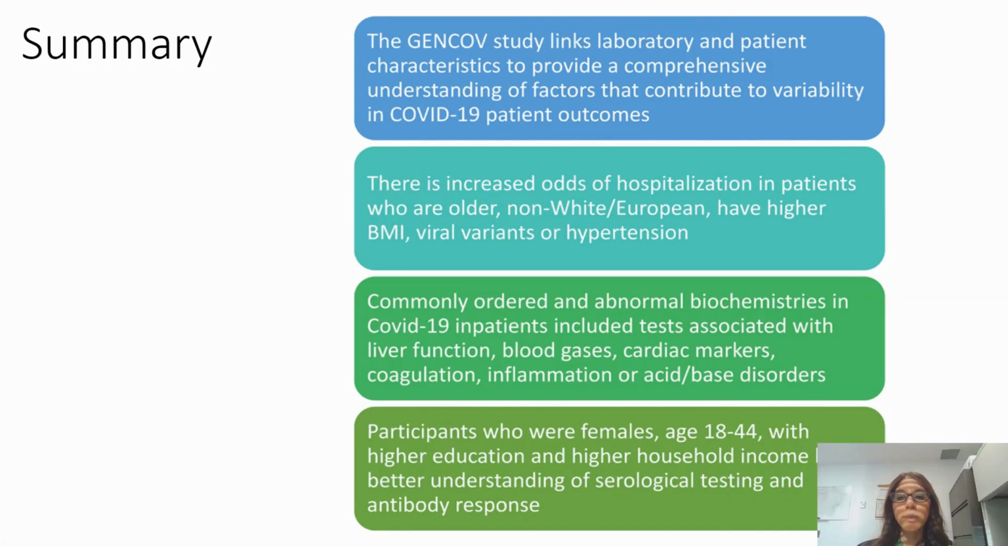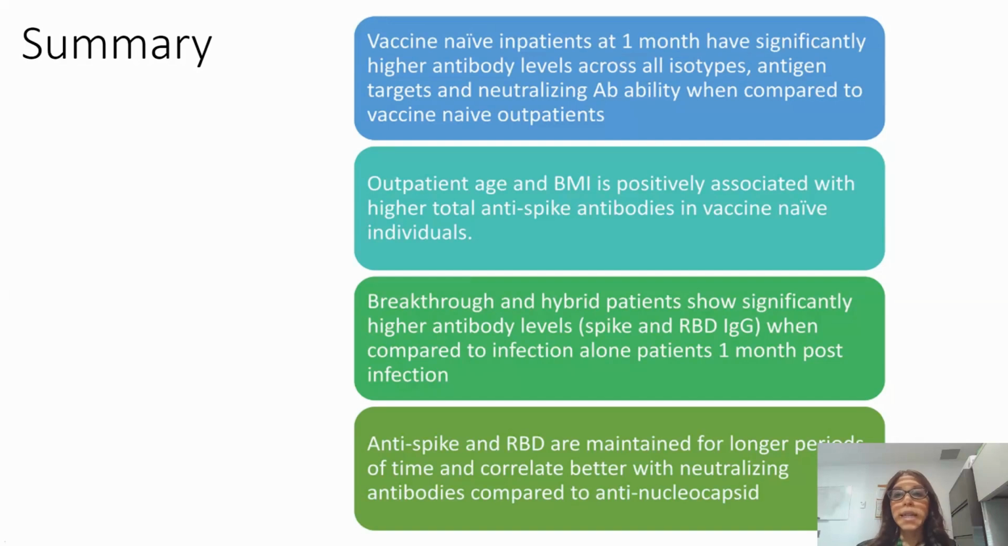And participants who were females aged 18 to 44 with higher education and higher household income had better understanding of serological testing and antibody response, although we were unable to explain the sex differences observed. Vaccine naive inpatients at 1 month have significantly higher levels of antibody levels across all isotypes, antigen targets, and neutralizing antibody ability when compared to the vaccine naive outpatients. Outpatients' age and BMI is positively associated with higher total anti-spike antibodies in vaccinated individuals.